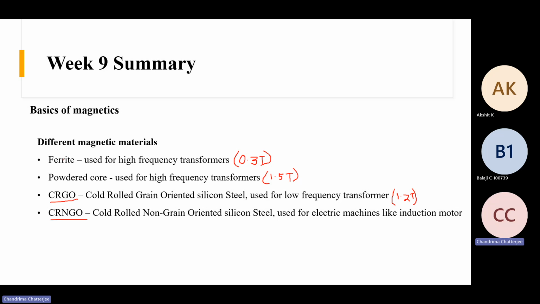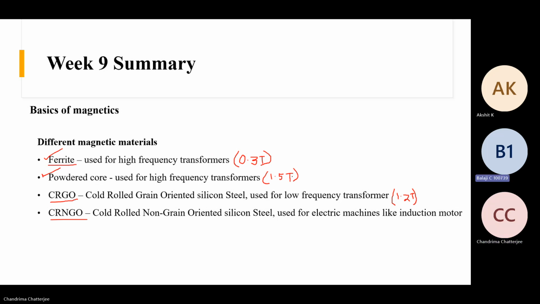So mainly for high frequency applications, ferrite core and powdered core, these two are used. Where you will have the requirement of high flux density, there we will have to use powdered core. And where you will need higher permeability, but your Bmax can be lower, there we will use ferrite core. And if we use ferrite core, we will have to introduce some air gap so that it doesn't saturate. So we usually introduce some air gap in the core.